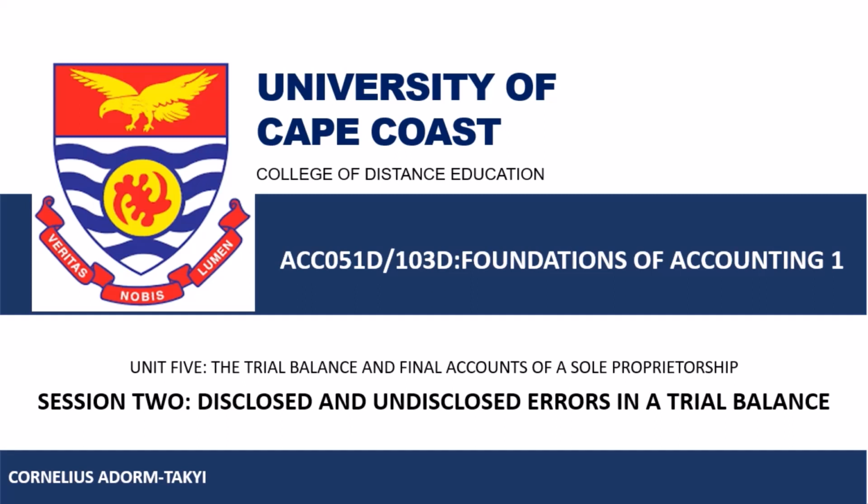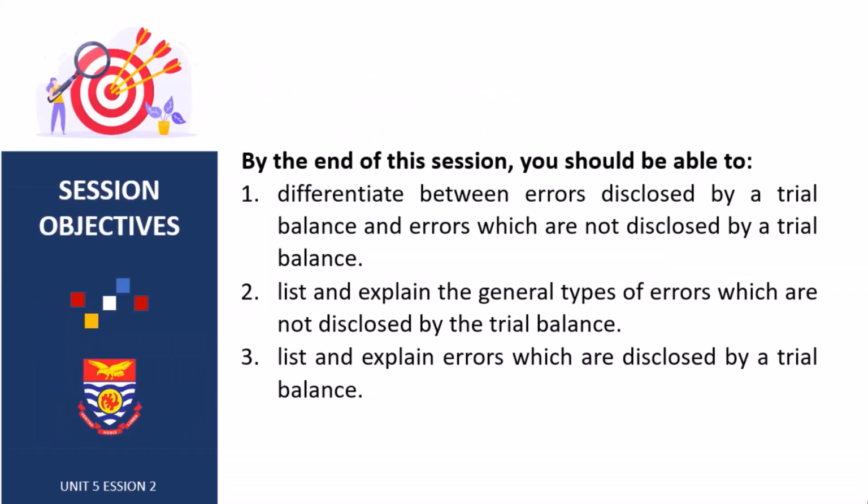Unit 5, the trial balance and the final account of a sole proprietorship. Section 2, disclosed and undisclosed errors in a trial balance. By the end of this session, you should be able to differentiate between errors disclosed by a trial balance and errors which are not disclosed by a trial balance.